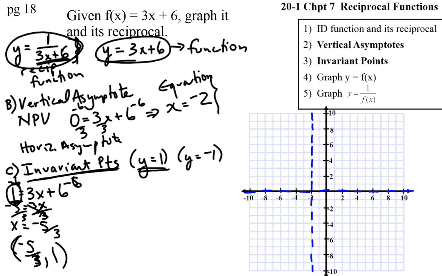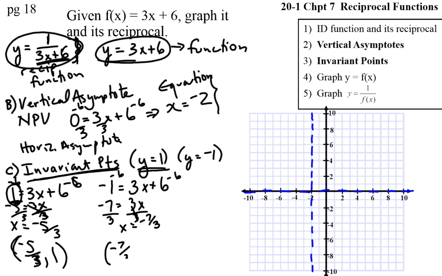Well, the second invariant point happens when y is negative 1 for our function 3x plus 6. Subtract 6. Negative 7 equals 3x. Divide by 3. We get x equal to negative 7/3. So we know at negative 7/3, our y value is negative 1. So there's 2 points that our graph has to intersect with.